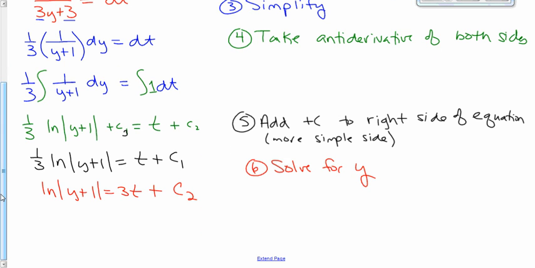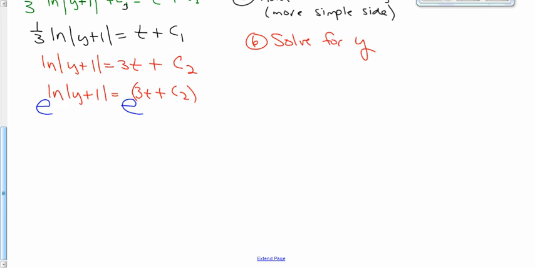Now that I've done this, I've got to get my y out of my natural log. To do that, I'm going to take e to the both sides. I'm going to put parentheses around that one just so it's easier to see, and do e to the power on both sides. When I do that, I now have e to the natural log of y plus 1, which is just y plus 1.